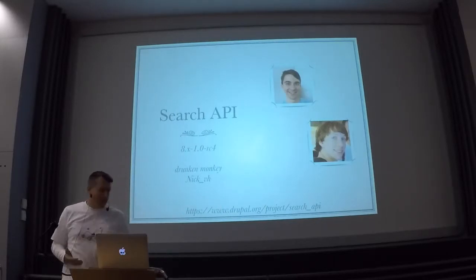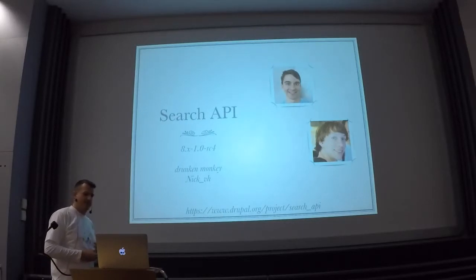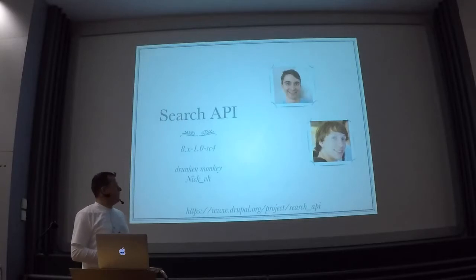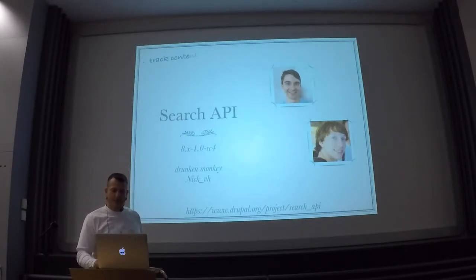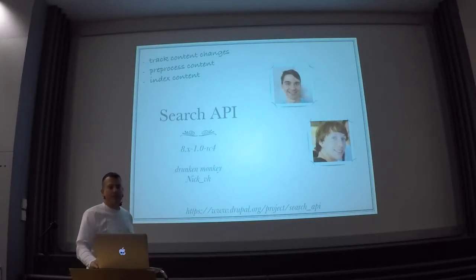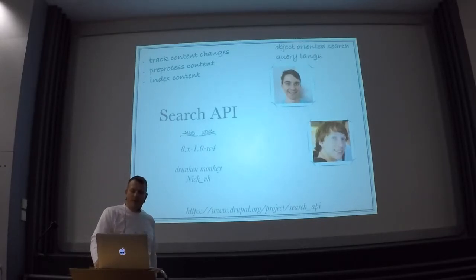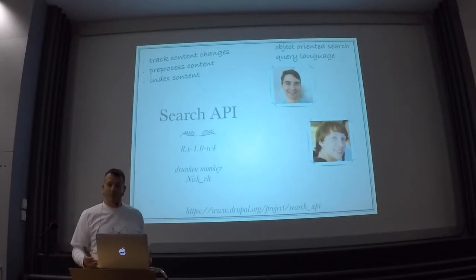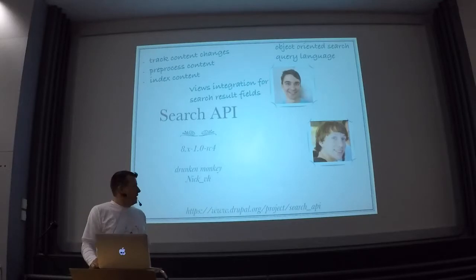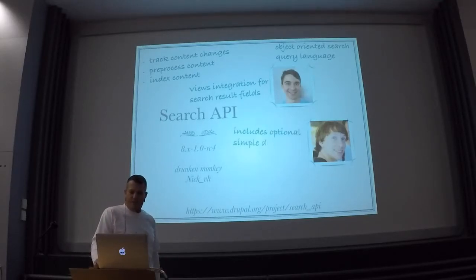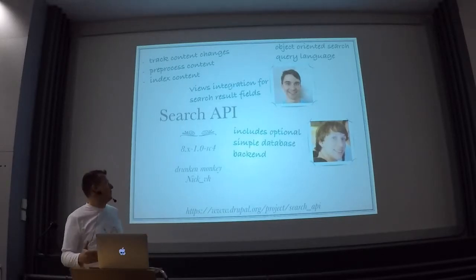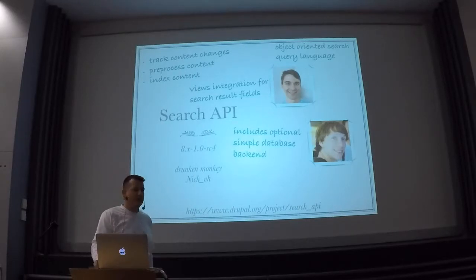So I want to introduce the modules, the people behind it, and what the module does. The core is Search API itself. It's maintained by Drunken Monkey and BH. What it basically does is it tracks all the content of your Drupal site, pre-processes it in configurable ways, which is needed for search, and indexes the content. It also provides developers an object-oriented query language, which is abstracted from the real backend you use. It integrates with Views to display the search results. And it comes with an easy-to-use backend that simply requires the database, which is already present in your Drupal installation.